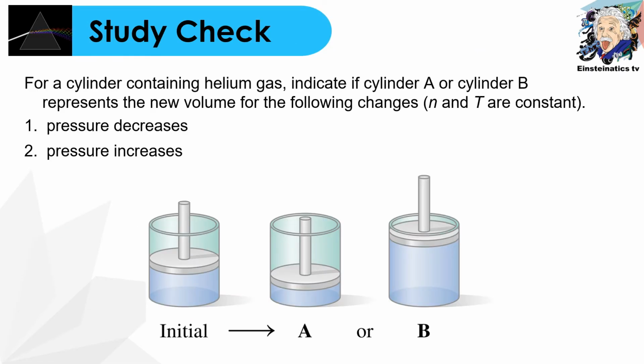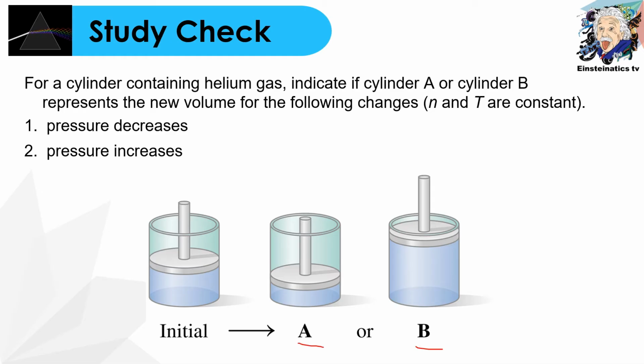Let's check your understanding about Boyle's law. So we are going to use these 3 cylinders as an example. So for a cylinder containing helium gas, indicate if cylinder A or cylinder B represents the new volume for the following changes. So what would be the correct cylinder if the pressure decreases? Is it cylinder A or cylinder B?